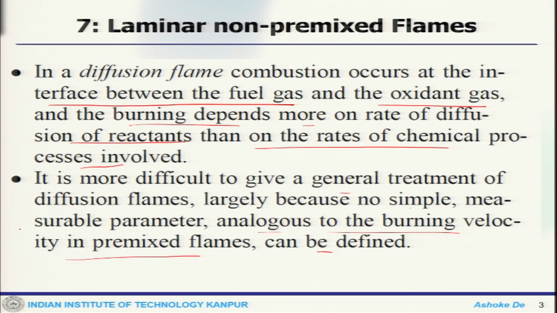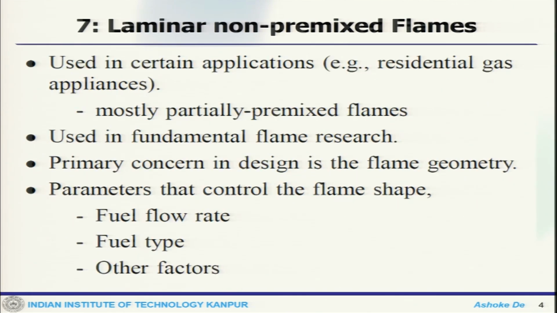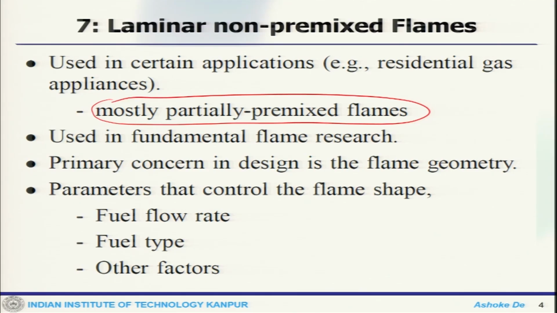So, that burning velocity that we defined in the premixed flame is actually not a parameter which you can define for a diffusion flame, because the whole idea behind premixed and non-premixed is different. As soon as you go to non-premixed, this definition of burning velocity does not exist. You cannot actually define it. Now, application wise, obviously the non-premixed flame has more applications, starting from residential gas applications, though that is a slightly partially premixed flame, and you can find it in plenty of places where it is used, and we have already seen that.